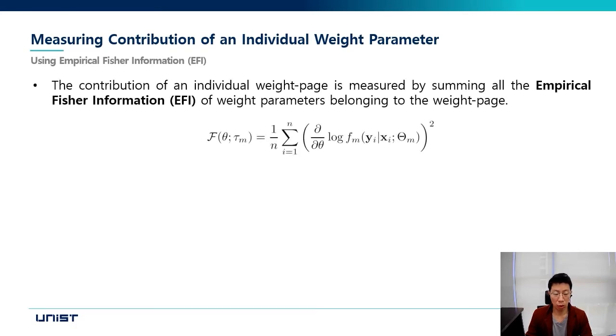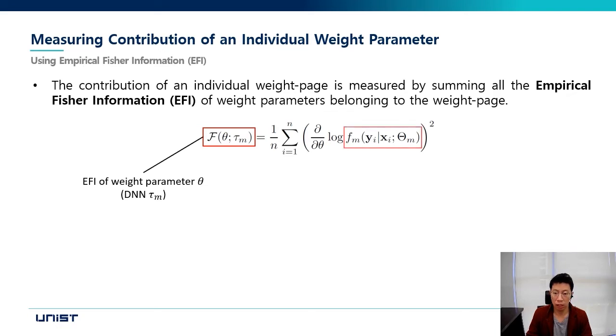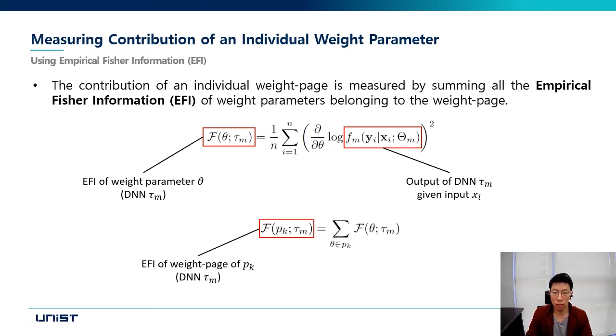After the perimeter weight page set is composed, the amount of contribution of an individual weight page to the prediction accuracy is estimated in order to separate the perimeter weight pages into less important shareable weight pages and more critical exclusive weight pages. The contribution of a weight page is measured by empirical feature information, EFI for short, as shown below. Here, F on the left-hand side is the empirical feature information of individual weight parameter theta, and F on the right-hand side is the output of DNN given input X. Then the contribution of an individual weight page is measured by summing up all the empirical feature information of weight parameters belonging to the same weight page.